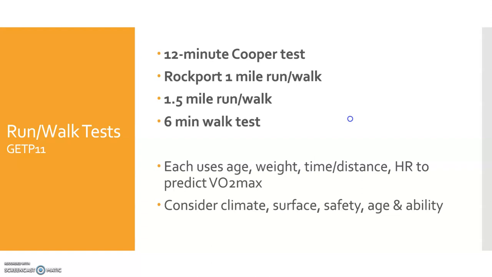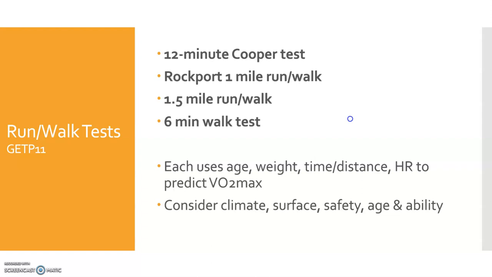The Rockport 1 mile is a run-walk test. You're just trying to finish a mile as fast as possible, and you compute the time and the heart rate at the end. The 1.5 mile run-walk is the same. You look at the time and the heart rate. And the 6-minute walk test is more like the 12-minute test, where you're looking at distance covered. The 6-minute and the 12-minute test, and actually the others as well, can also be used for a wheelchair user. They would just push instead of walking or running.